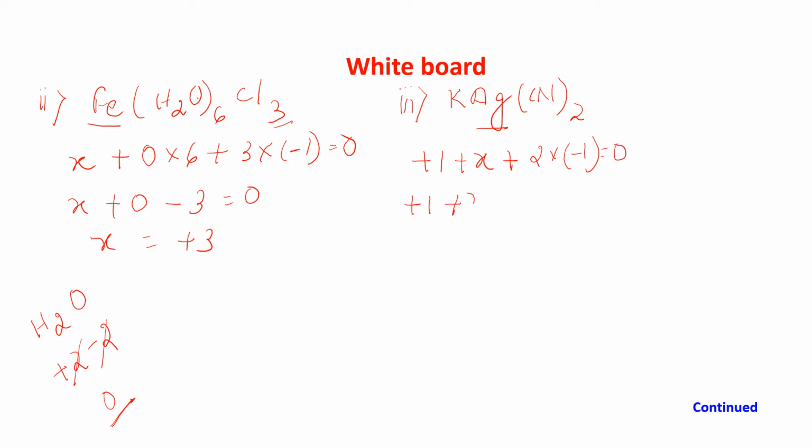So what I am getting? +1 plus X minus 2 equals 0. So X minus 1 equals 0. X equals +1. So the oxidation number of silver in this compound is +1.